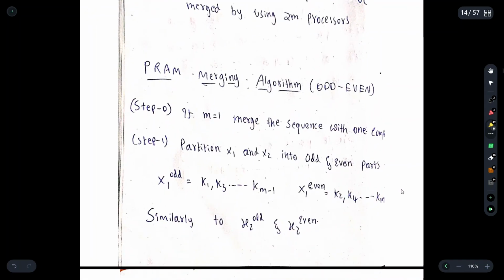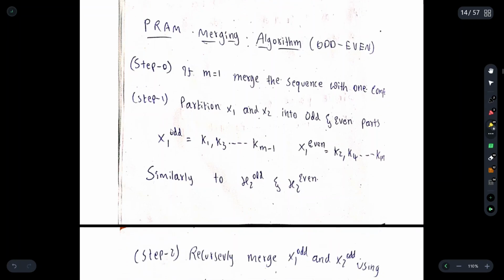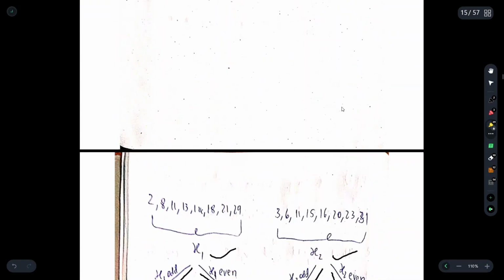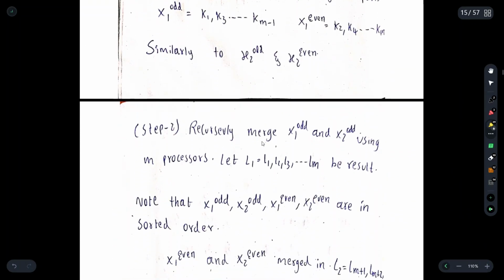Odd even merge: if m is equal to 1, merge the sequence with one complete thing. If m is equal to 1 and you consider only one value, then let us just forget about step 0. Step 1: partition x1 and x2 into odd and even parts, so x1 odd and x1 even, x2 odd and x2 even. I just discussed it now, right?